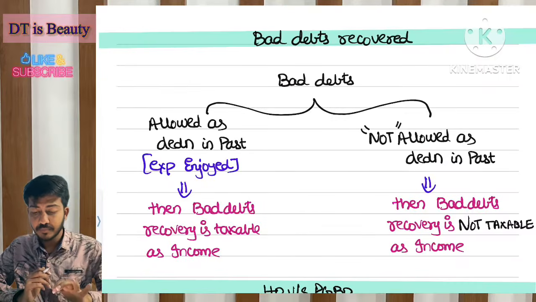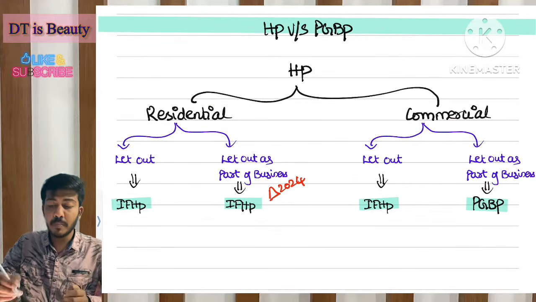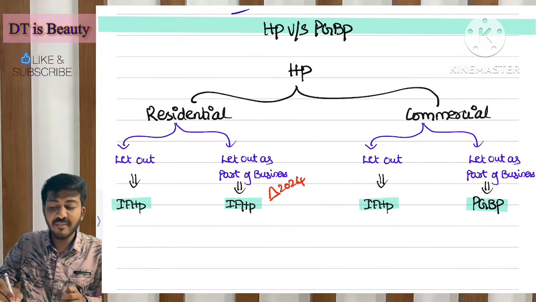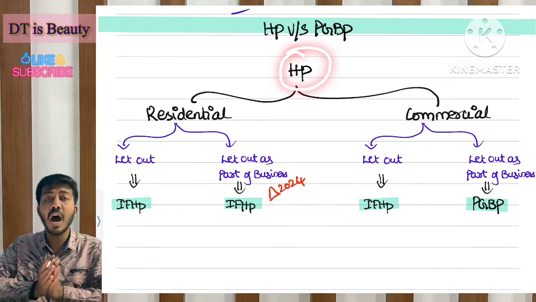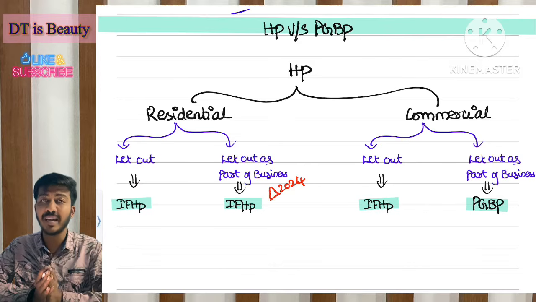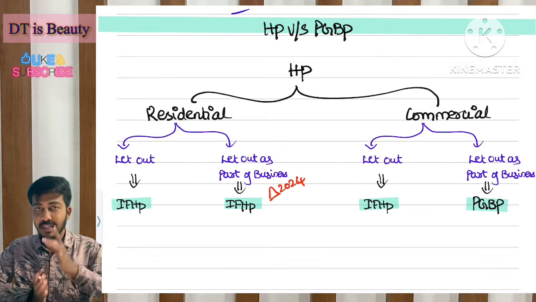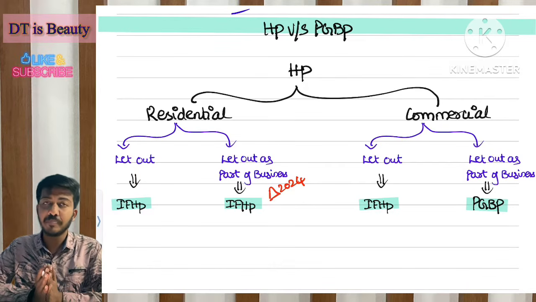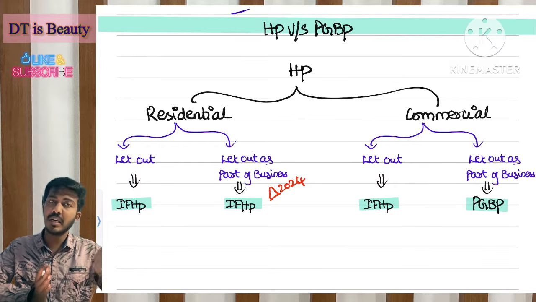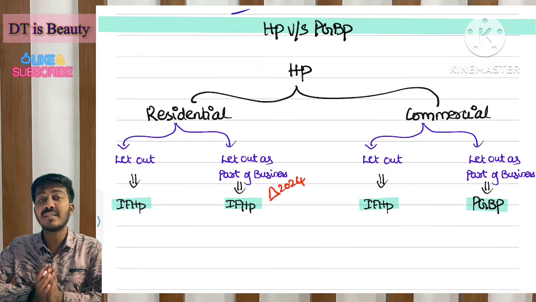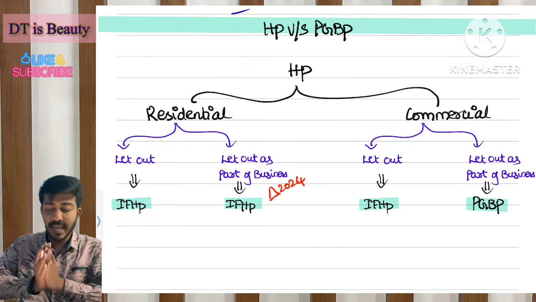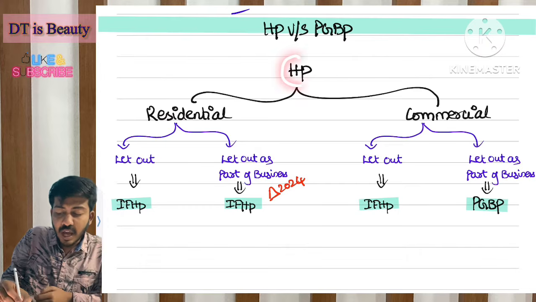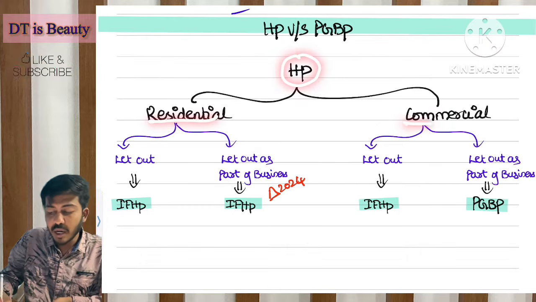See here, house property versus PGBP. We have learnt that if you are letting out the house property as your business, then whatever income comes from that will be charged under PGBP. We have learned this till some months back, but there is an amendment.